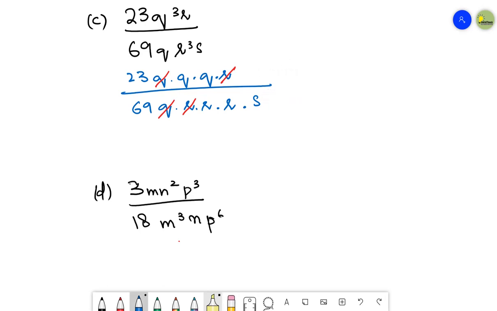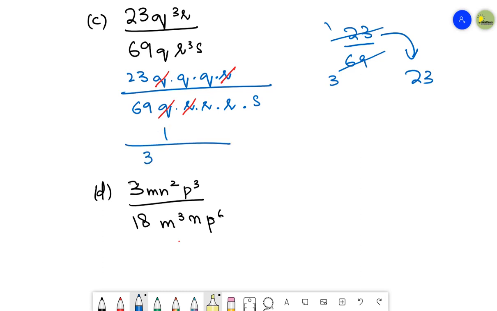So let's talk about the number now. 23 upon 69. This number has only one factor, that is 23, that can cancel these two numbers. 23 ones are 23 and 23 threes are 69. So instead of the number, I'm going to write 1 upon 3. You have two Q's present in the numerator, so you can write Q square. And you have two R's in the denominator, you can write R square S.